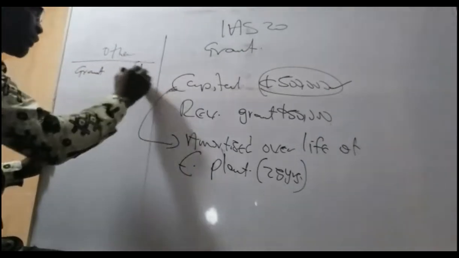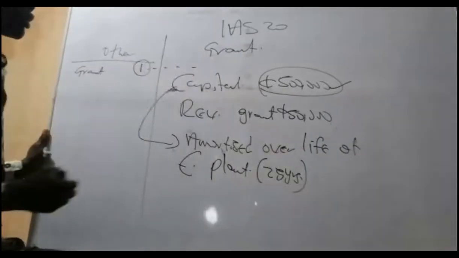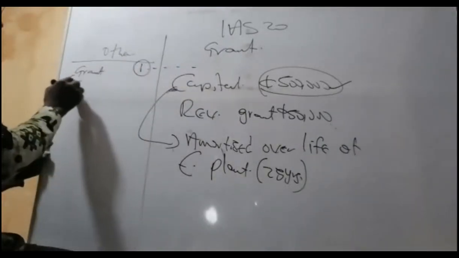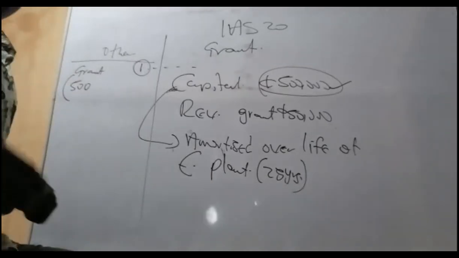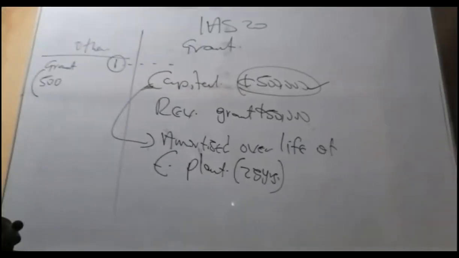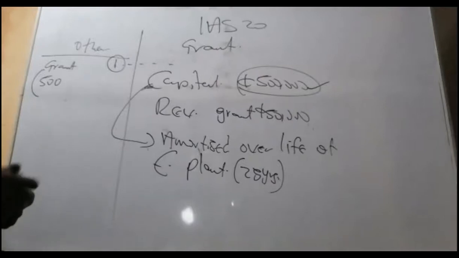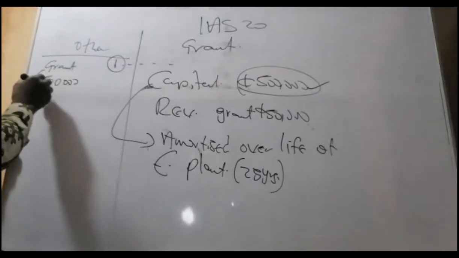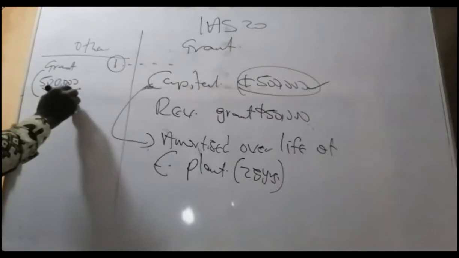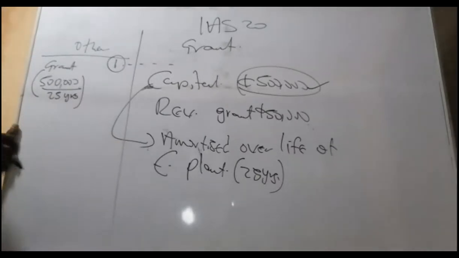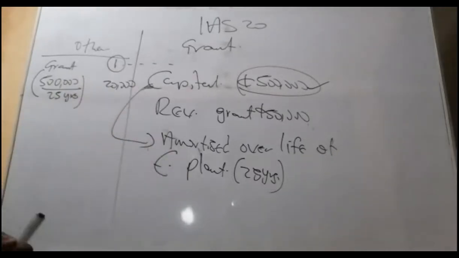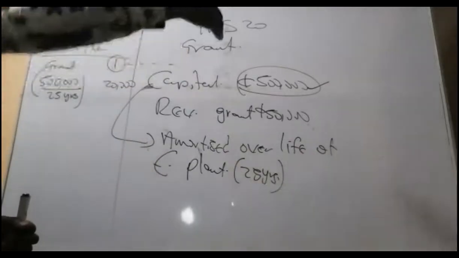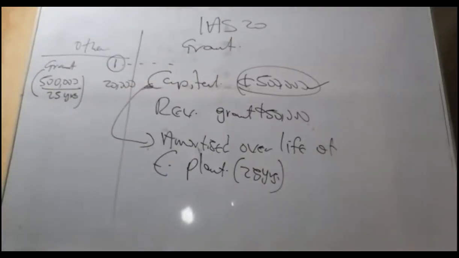I'm doing it just for the first year, and it will be the same throughout. So you pick your calculator, you tell the examiner that the entire grant received is 500,000. Therefore, it will be 500,000 divided by 25 years. And that will give us 20,000. So every year, 20,000 must be released to the income statement. So year one, 20,000, year two, 20,000, in that order. So you release them to the income statement. Great. Then what do you do?